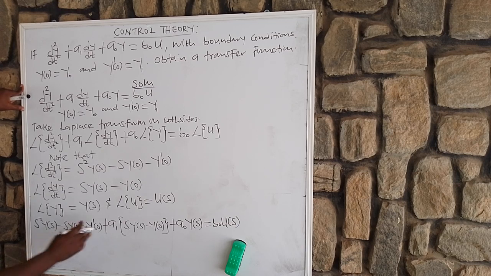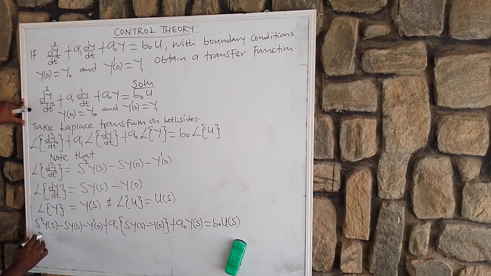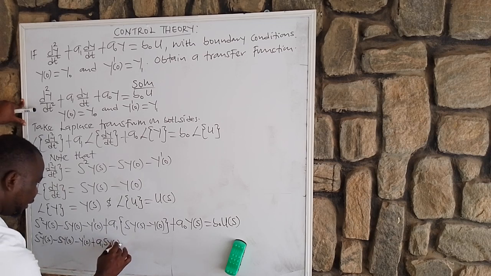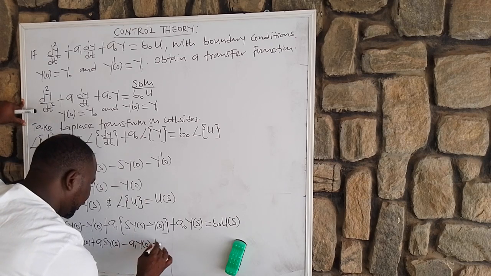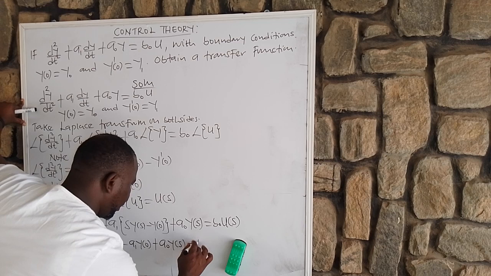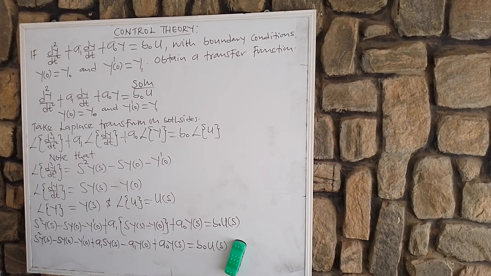So if we multiply out these brackets, here will be s squared Y of s minus sy of 0 minus y prime of 0, plus a1 sY of s, then minus a1 y of 0, then plus a naught Y of s, equals b naught U of s. Okay, so far so good.